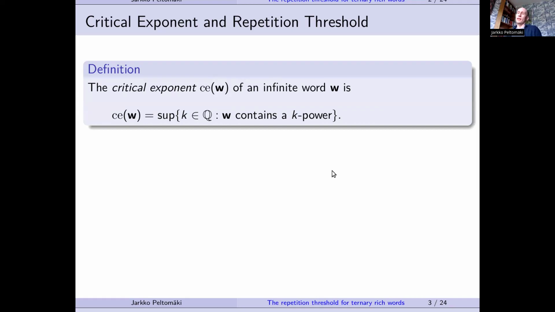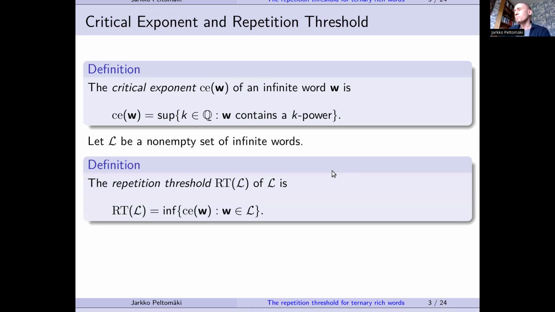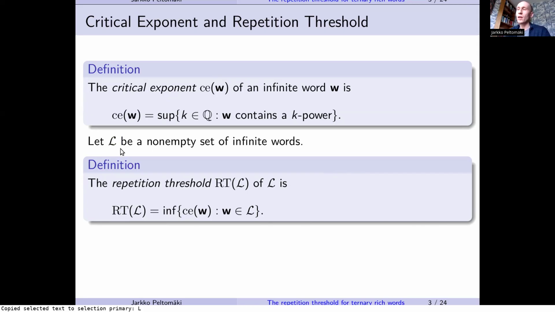I guess everybody knows what a critical exponent is, but here's the definition. The critical exponent of an infinite word is just the supremum of the exponents of factors that occur in the word. Here I'm talking about a repetition threshold of a language of infinite words. So let L be a language of infinite words. Its repetition threshold, RT of L, is then the infimum of the critical exponents of the words you have in that language.